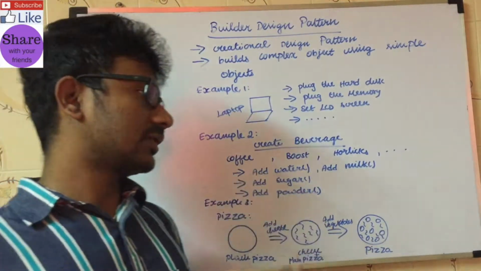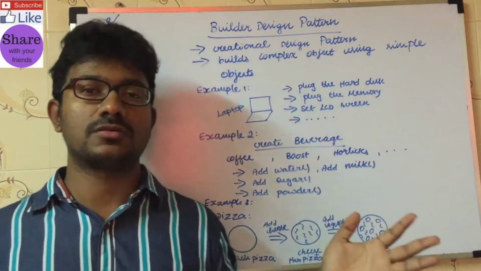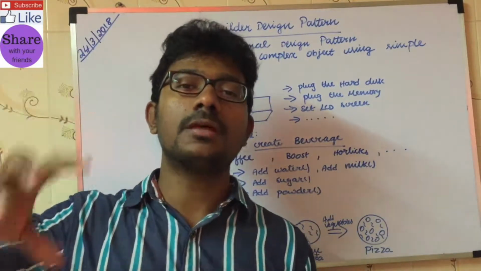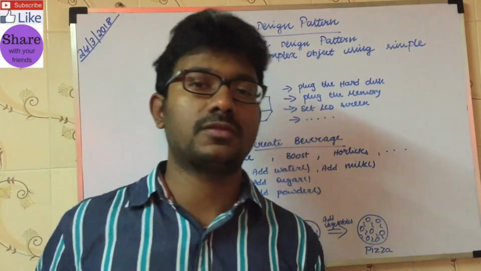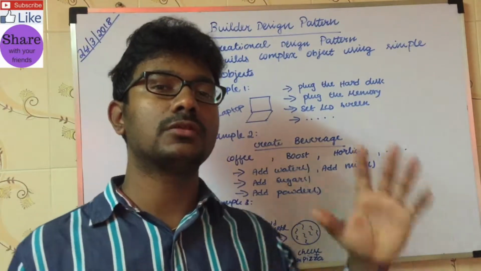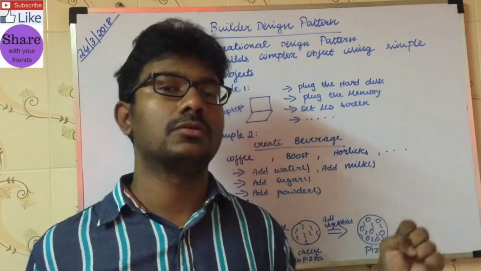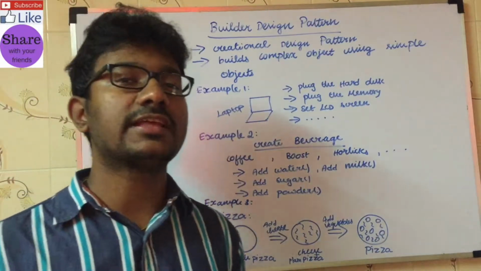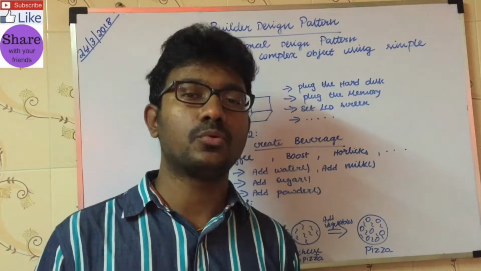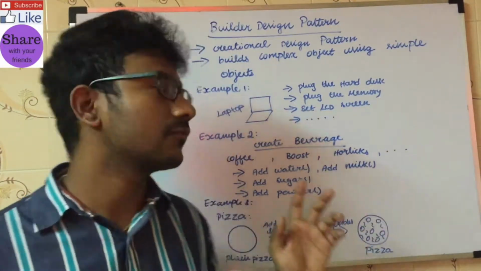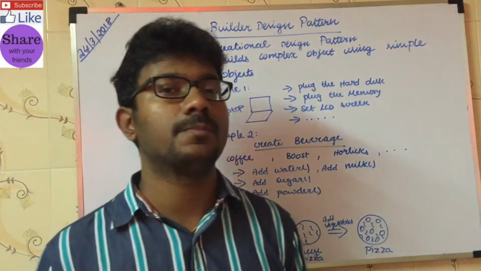Similarly, for creating a complex Java object, you need some n number of small objects. You need to embed those objects in the complex object. We will try to cover the example using a real-time program in the next video. For now, we'll just consider the real-time examples of the builder design pattern.